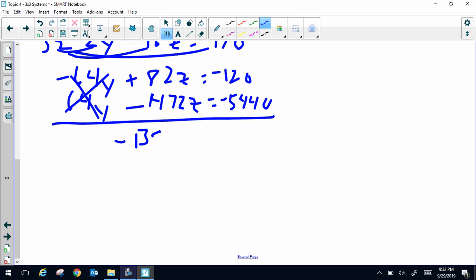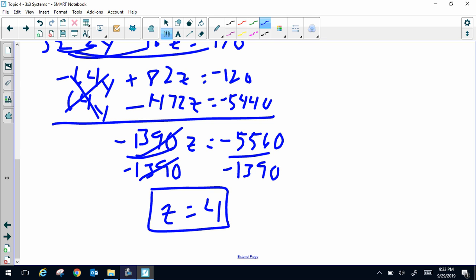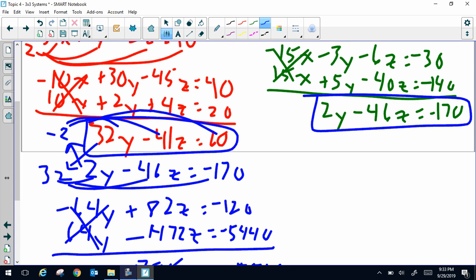Negative 1390z equals negative 5560. Divide by negative 1390. We get z is equal to 4. Then you got to plug it back into your original one, the other equation. I'm just going to use this one because it's right here, easy to do. So we know we have z is 4.